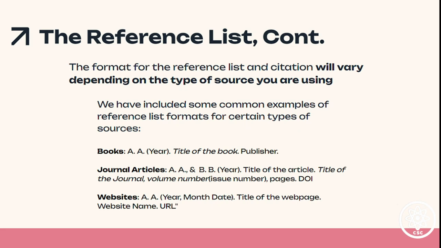For journal articles, you would list all of the authors. In this case, we had A and B, the year the journal article was published, the title of the article specifically, the title of the journal, the volume number, the number of pages, and the DOI. For websites, you would use the author's name, the year, month, or date, the title of the web page, and the website name or URL.